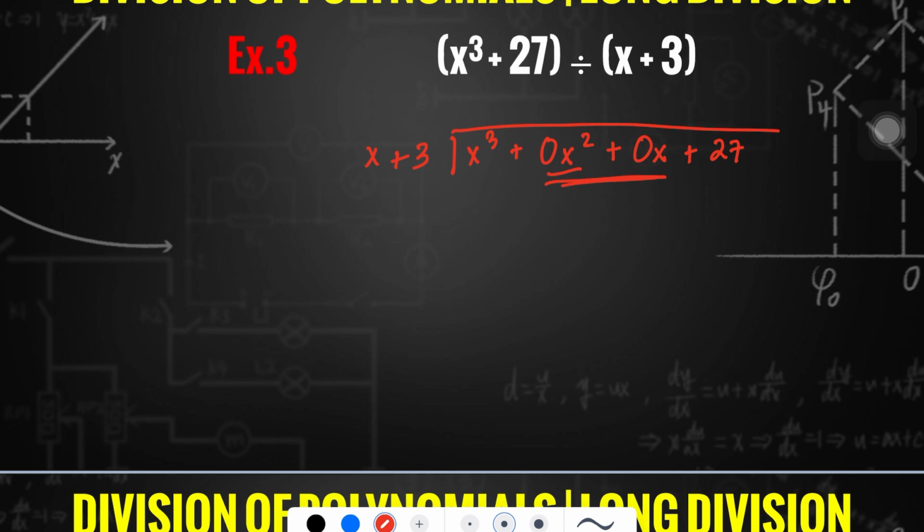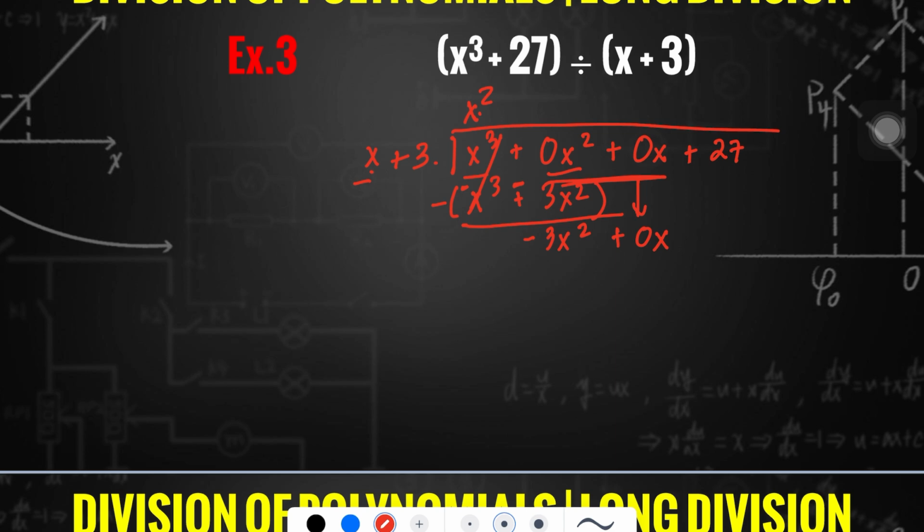Dividend divided by divisor. x cubed divided by x, x squared. Multiply x squared times x, x cubed. x squared times 3, positive 3x squared. Subtract, change the sign. This is negative, this is negative. x cubed minus x cubed, cancel, 0. 0 minus 3x squared, negative 3x squared. Bring down plus 0x.